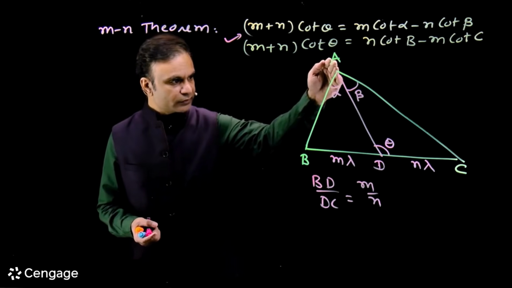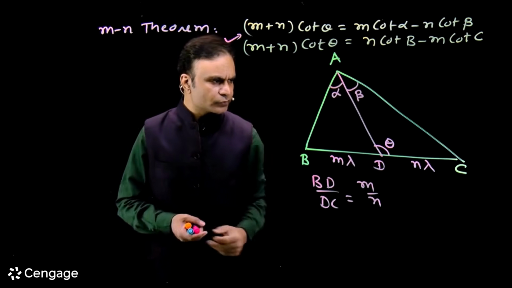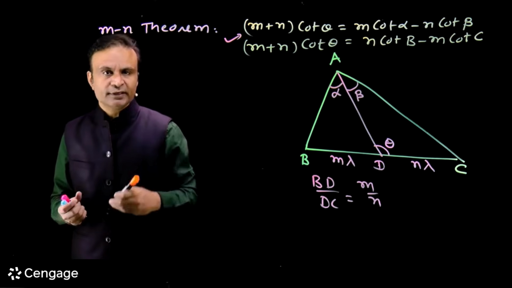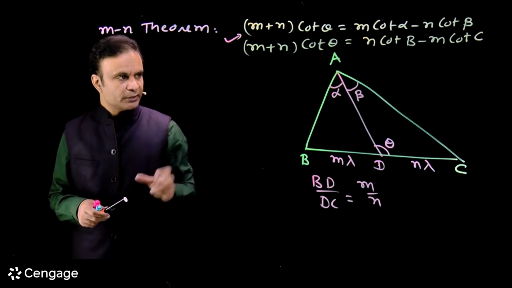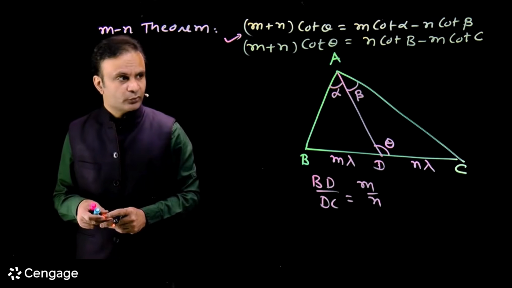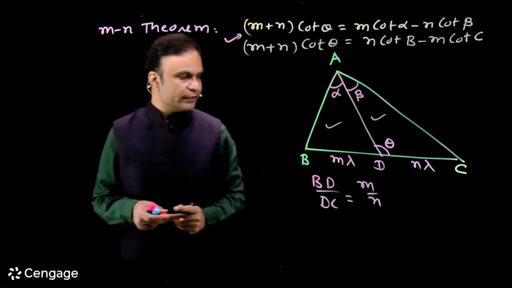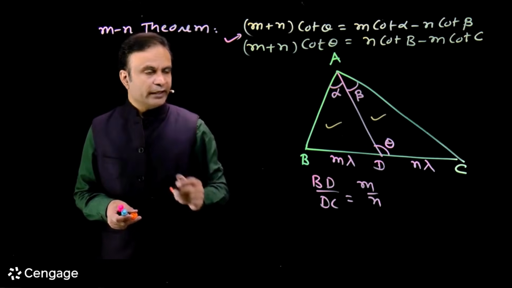Now here we have side AD common between triangles ABD and ADC. So clearly here we will be using the sine rule. Okay? When a side is shared between two triangles, we generally use the sine rule. We use the sine rule for triangles ABD and ADC.